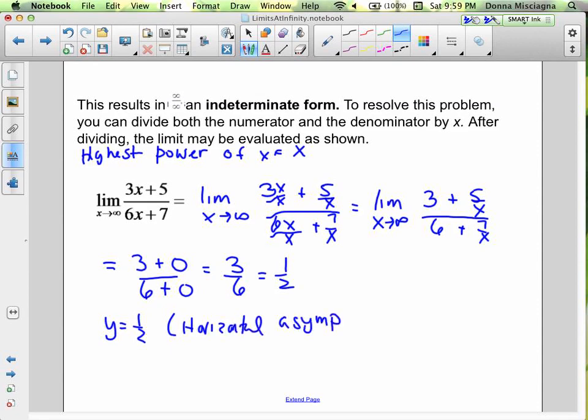And make sure you're filling in your notes as you go along. So we're just going to show the property dividing by the highest power of x for all these problems.